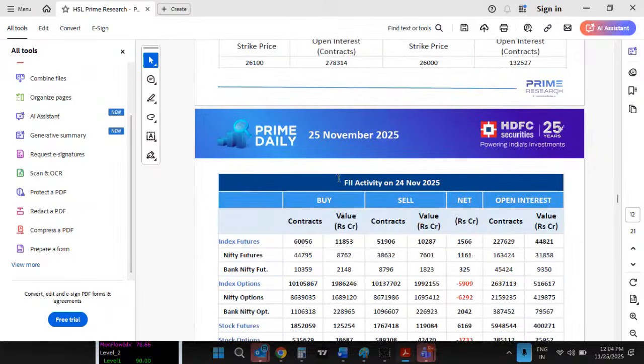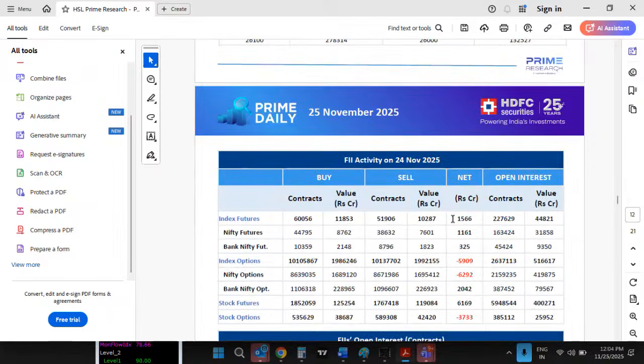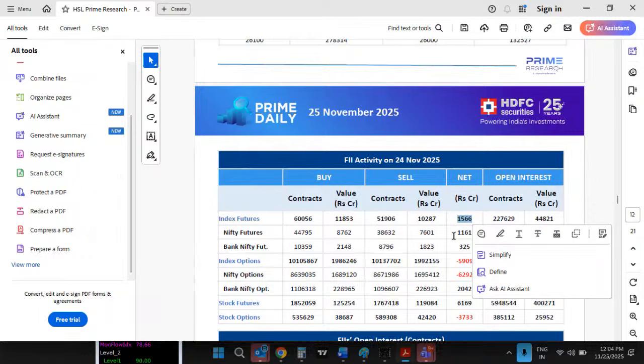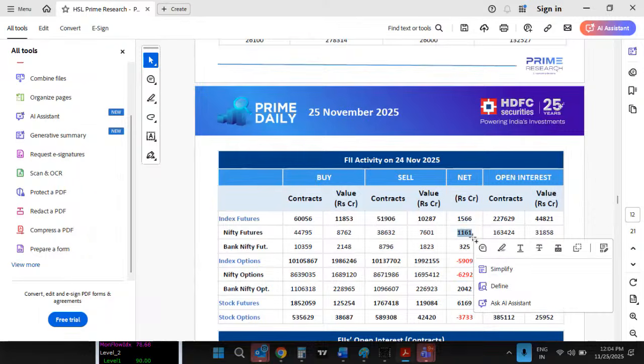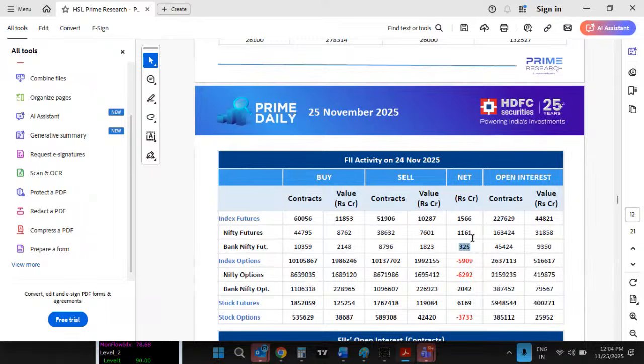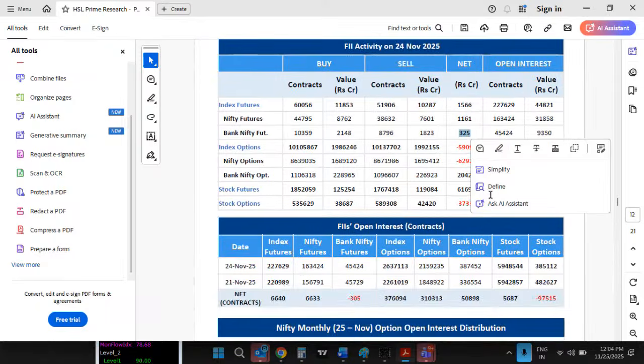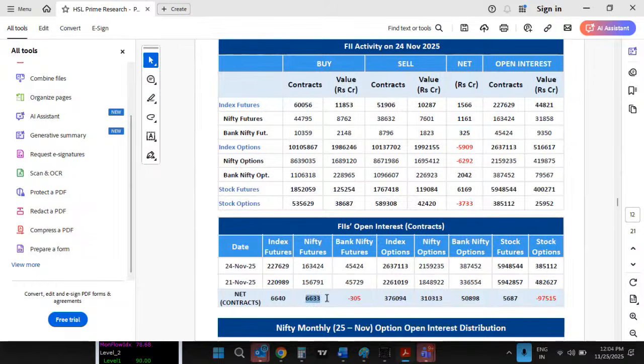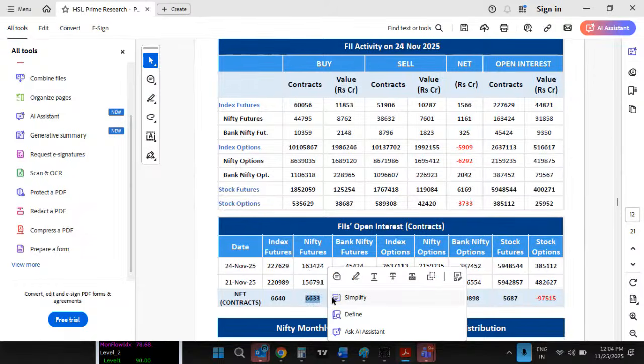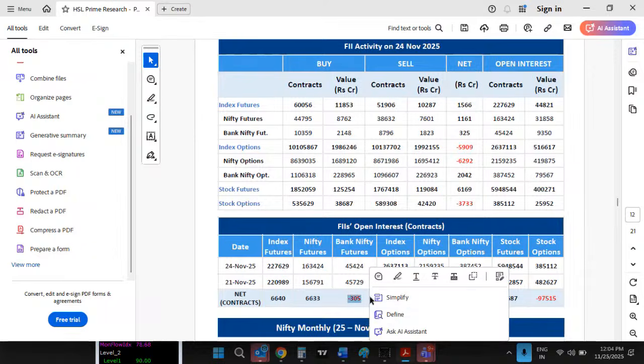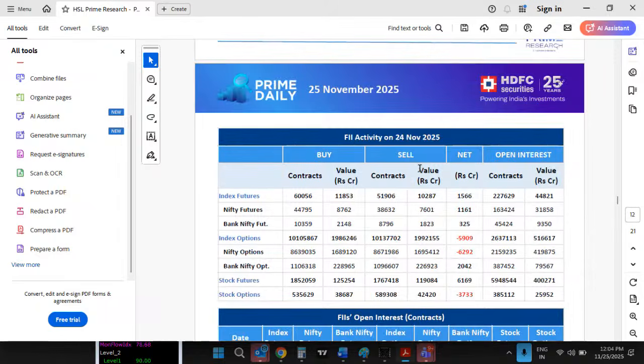Now coming to FII data. Actually, after a long time, FIIs have started buying in index futures. FIIs have net bought 1161 crore in the Nifty, and in Bank Nifty they net bought 325 crore. If you look at the breakup in Nifty, the open interest has risen, so they have created long build-up, while in Bank Nifty they have covered their shorts. So actually, FIIs have started buying in index futures from yesterday.